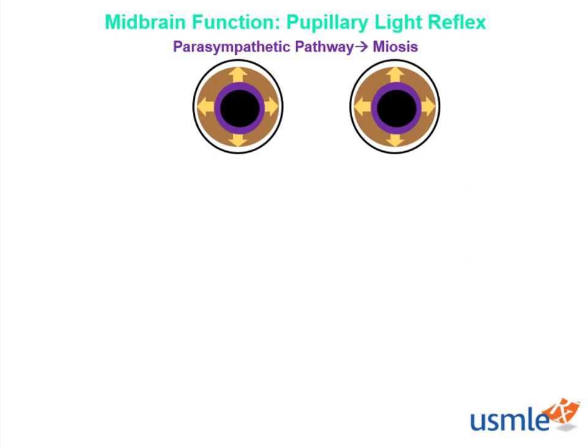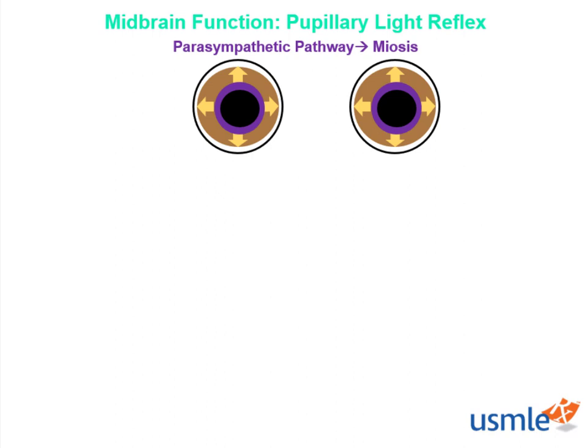Let's start with the pupillary light reflex. As background, all reflexes are involuntary and have afferent and efferent pathways. The afferent limb of a reflex arc involves sensing a stimulus. The efferent limb of a reflex arc involves a response to that stimulus. Just remember that afferent A arrives, like a sensation arriving to the CNS, and efferent E exits, like the response exiting the CNS.